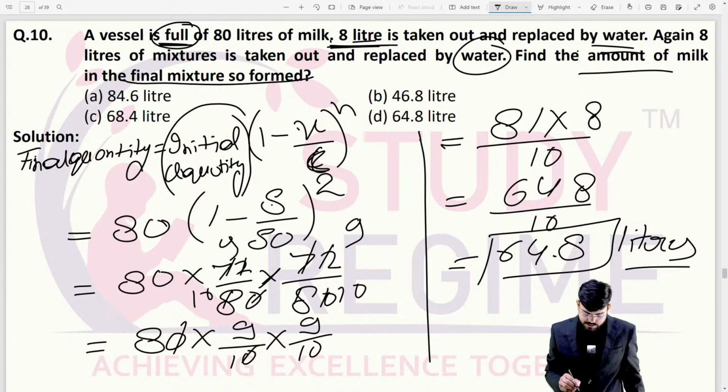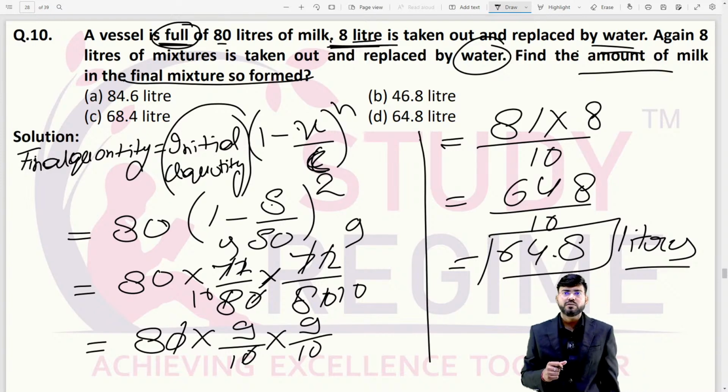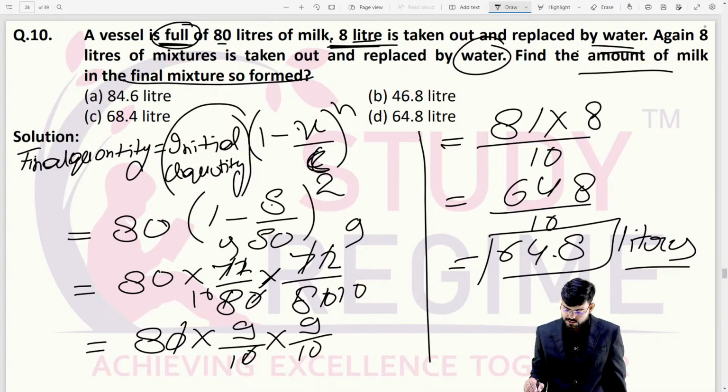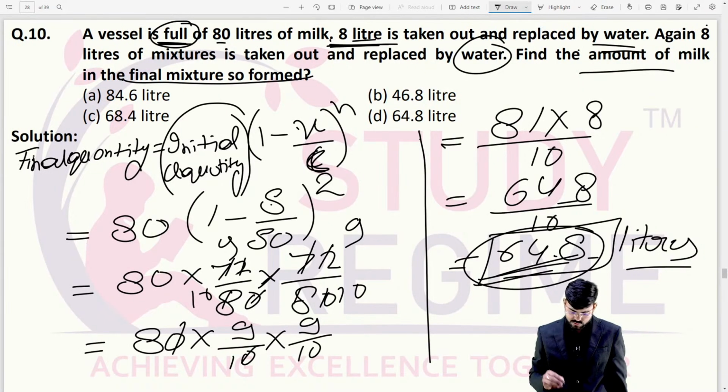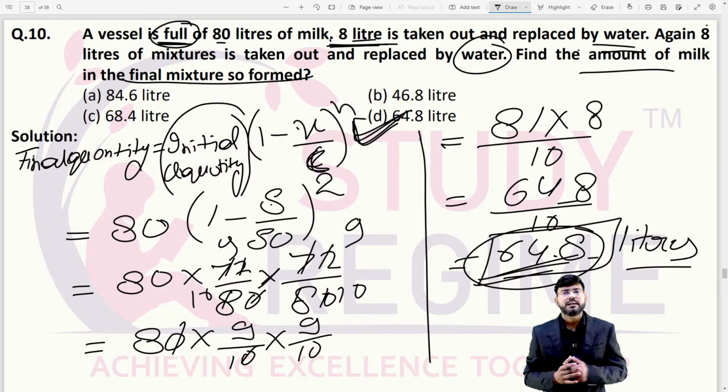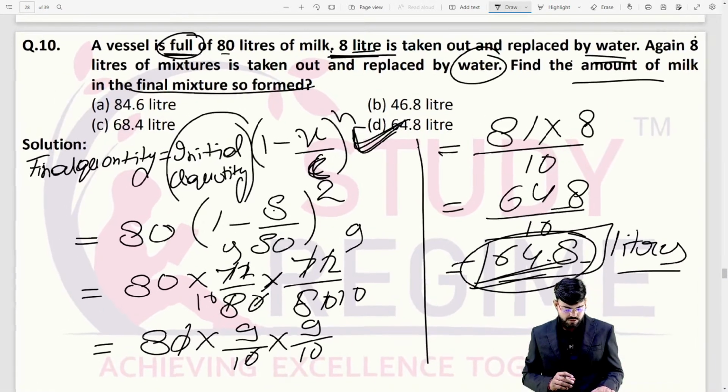So initially 80 liters of milk was there, but the amount of milk in the final mixture, that is after taking out 8 liters 2 times, first the milk and then again we replaced with water, then again you have taken the mixture out. So this process has been repeated 2 times. After repeating this 2 times, you got how many liters of milk remaining? 64.8 liters. So your answer will become option D. Clear? Very easy. Just simply you can apply the formula and solve.